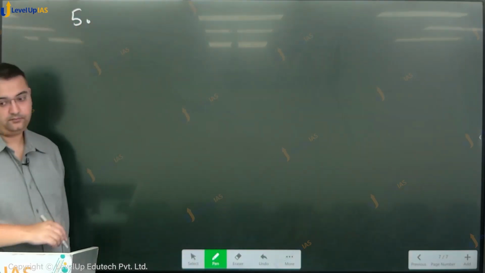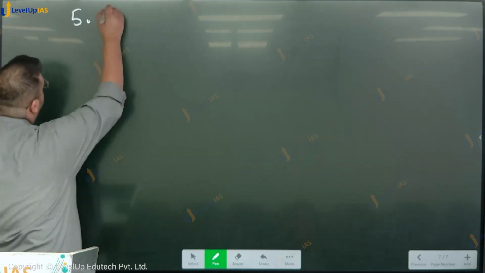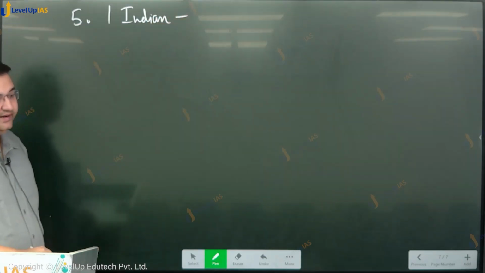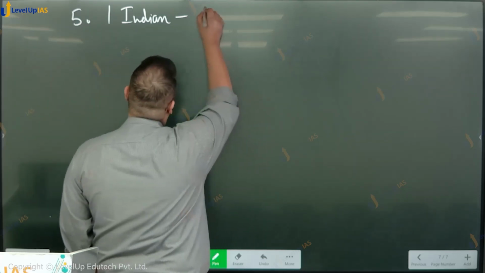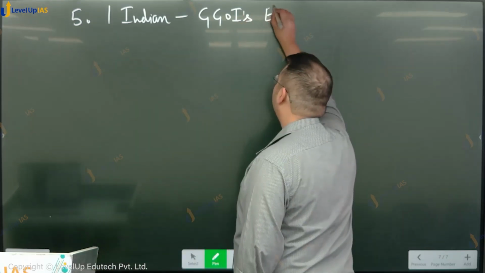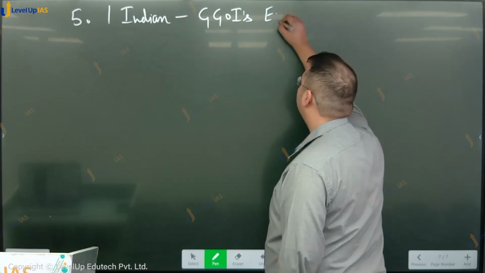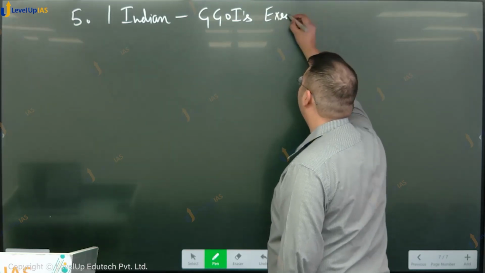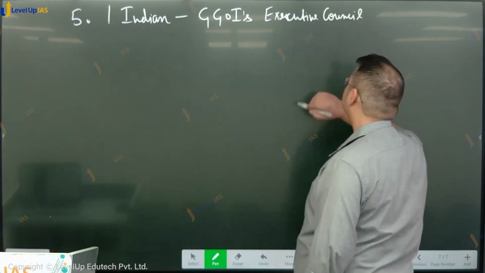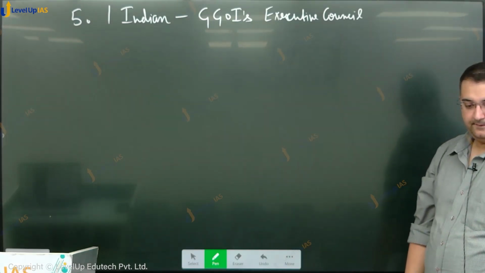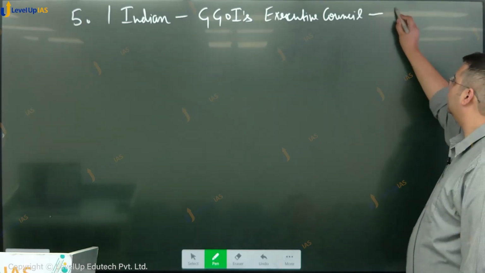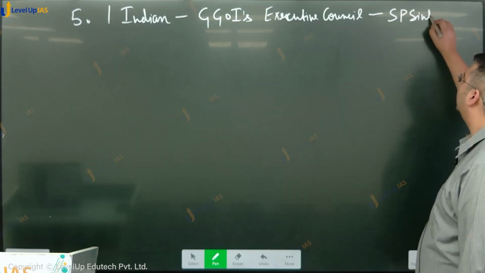Number 5, one Indian would be nominated to the Governor General of India's Executive Council. ठीक है। And who was the first Indian to be nominated thus? Satyendra Pratap Sinha, SP Sinha.